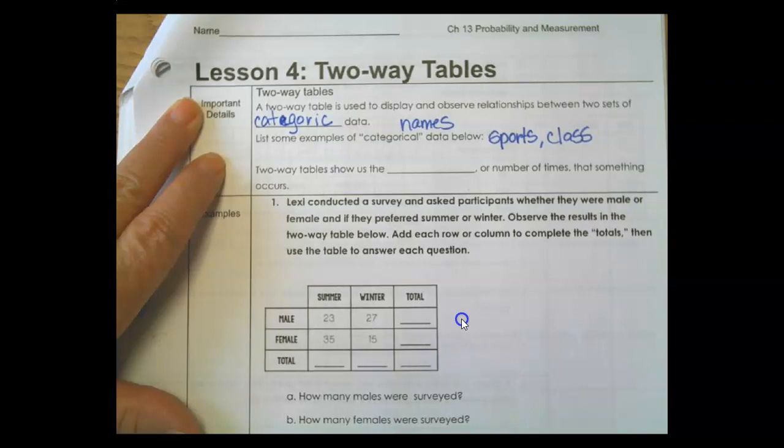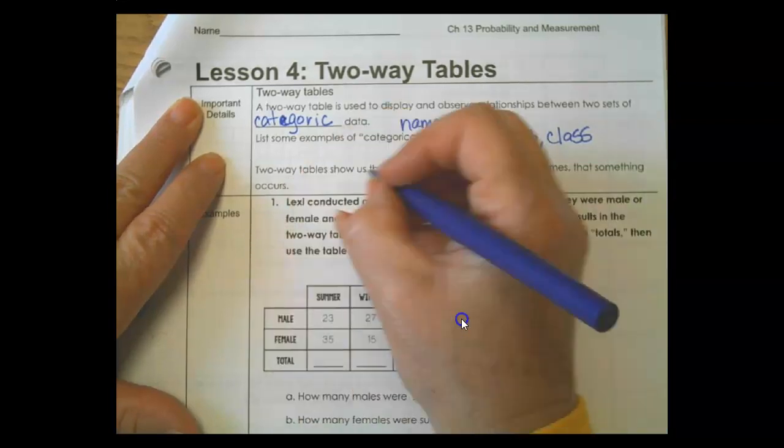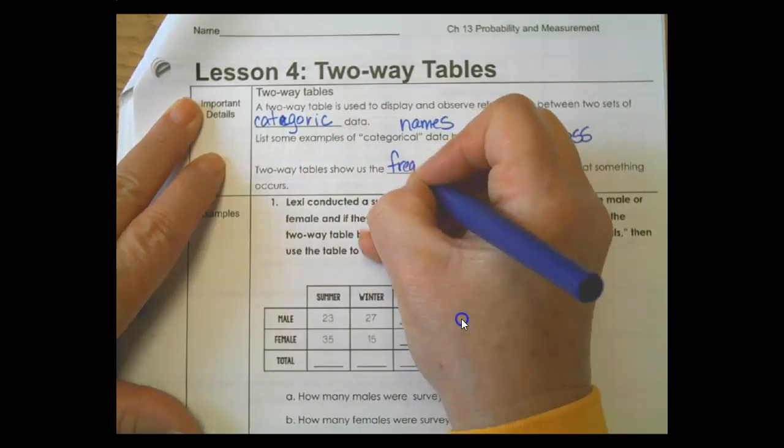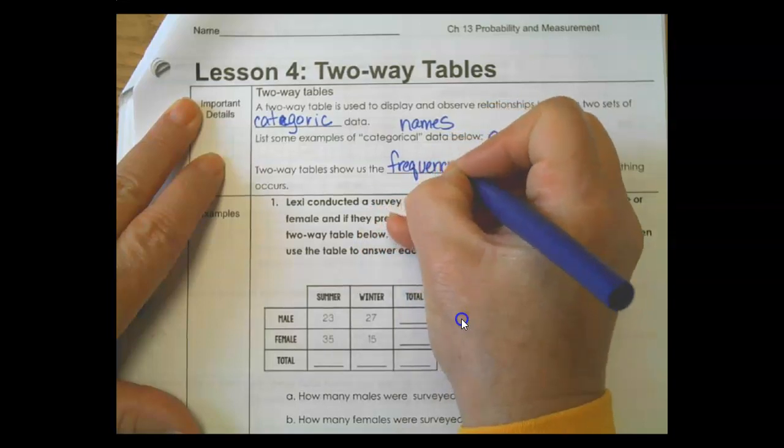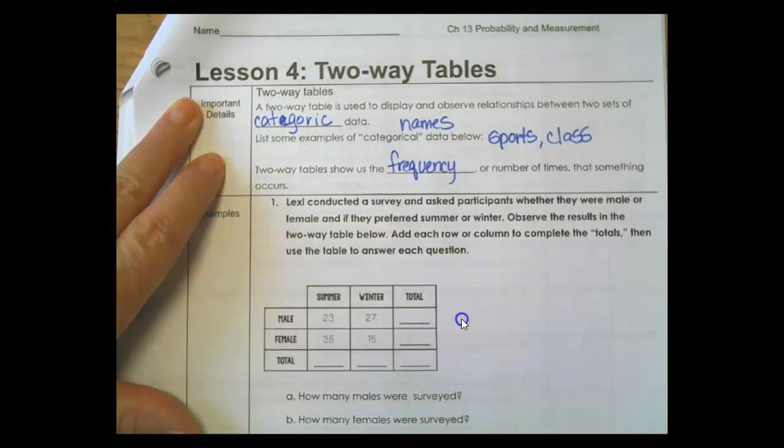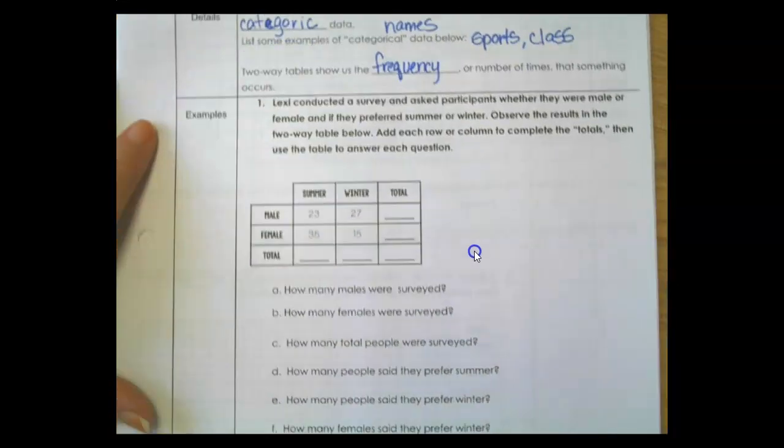So a two-way table shows us the frequency, or number of times that something occurs. And you definitely need a calculator for this. So this is easy, but you need to add these things up.